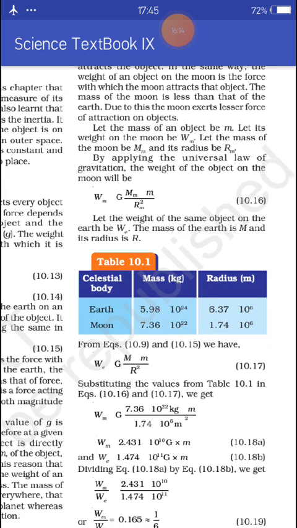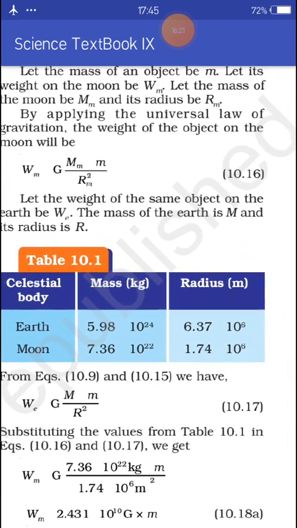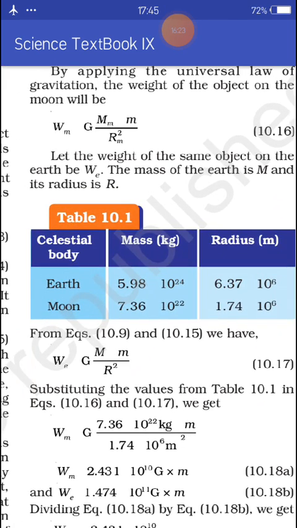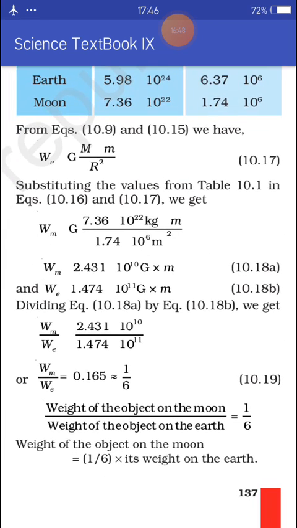Let the weight of the same object on the earth be We. The mass of the earth is capital M and its radius is capital R. From equation 10.9 and 10.15, we have We, the weight on the earth, equal to G M m upon R square. So for Wm, put the values of these equations, and the weight on the moon we will get is 2.431 into 10 raised to 10.